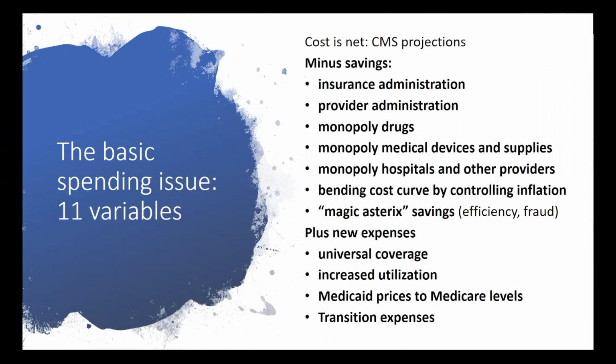Everybody, except I gather the Urban Institute, starts out with the CMS projection, Center for Medicare Services, projections for healthcare spending. So you all start out there, except for the Urban Institute. And then you subtract the money that you're going to save. And we get into arguments about the size of all these variables. Insurance administration, that's the money wasted by United Healthcare, et cetera.